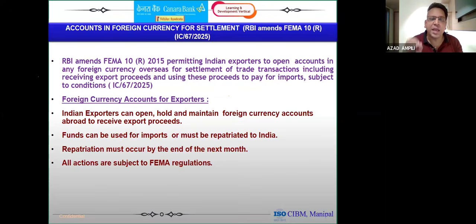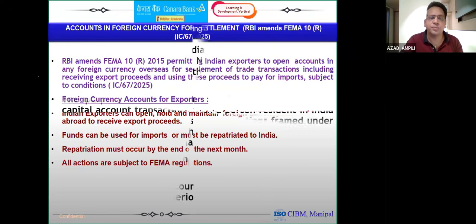So Indian exporters can open, hold, and maintain foreign currency accounts abroad to receive for what purpose? To receive export proceeds. Funds can be used for imports or must be repatriated to India. They have to be repatriated to India. Repatriation must occur by the end of the next month. All actions are subject to FEMA regulations. So here also, whatever rule we have in EEFC and DD account, the same rule applies for this account also.